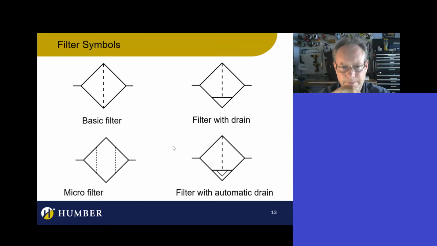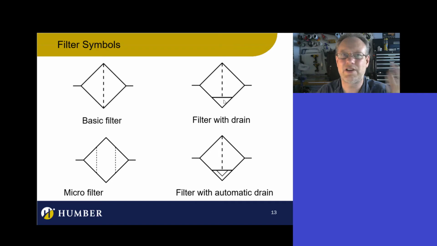So filter symbols. Like I said earlier, we've got air going through here that the water is getting sucked out of. When the air is going through the filter, it's losing water, losing that vapor, unless it's really dry air. But if we know that the air is very humid all the time, then we want to put a drain in here. If it's dry air, you don't need a drain.